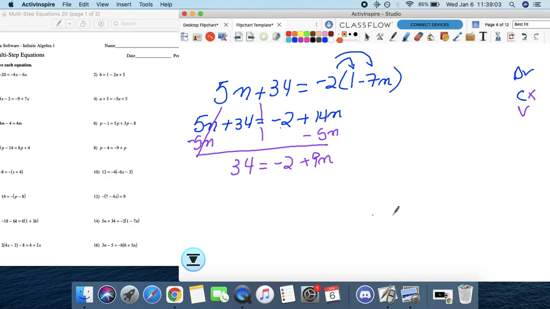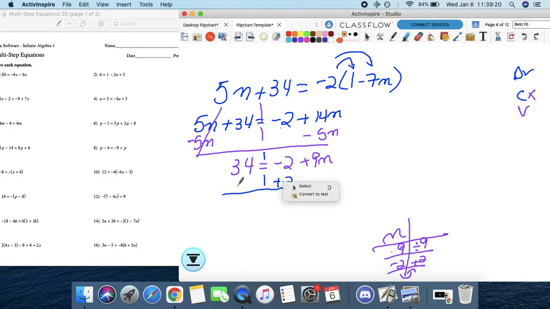Now we can make our story. Here's the variable n, multiplied by 9, and then minus 2. So the inverse is going to be plus 2 and divide by 9. So plus 2 first. 34 plus 2 is 36. This goes away. 9n comes down. Now we divide both sides by 9. Our variable is all alone by itself, which is what we wanted. And 36 divided by 9 is 4.